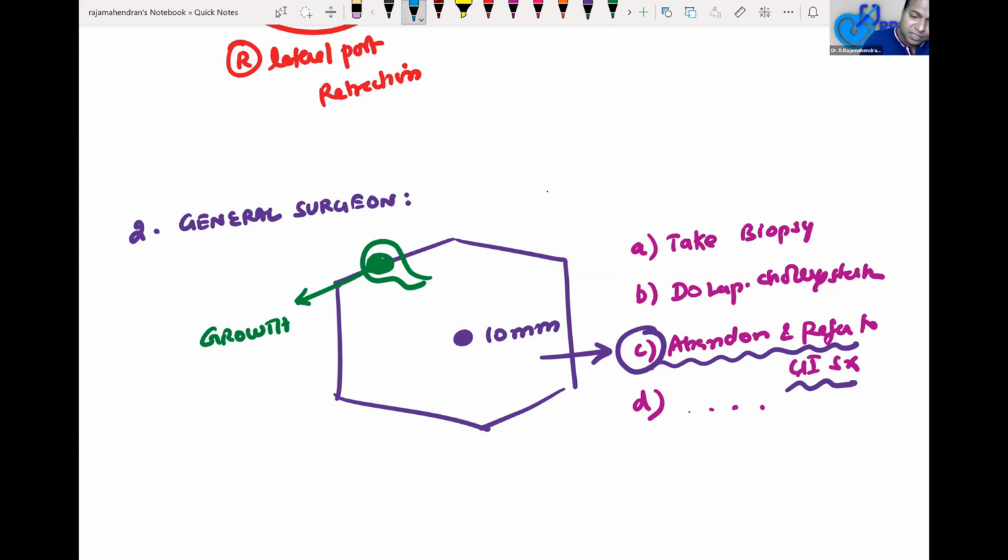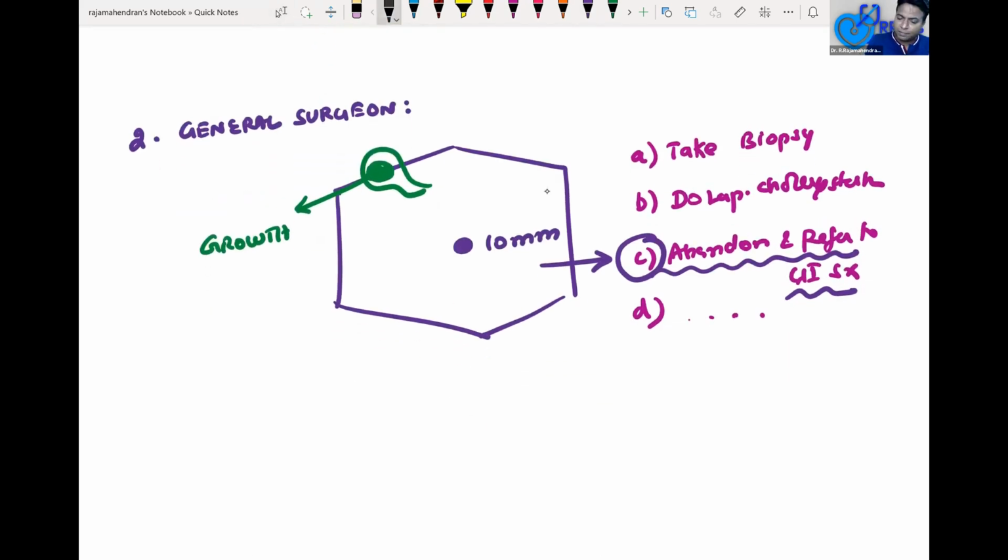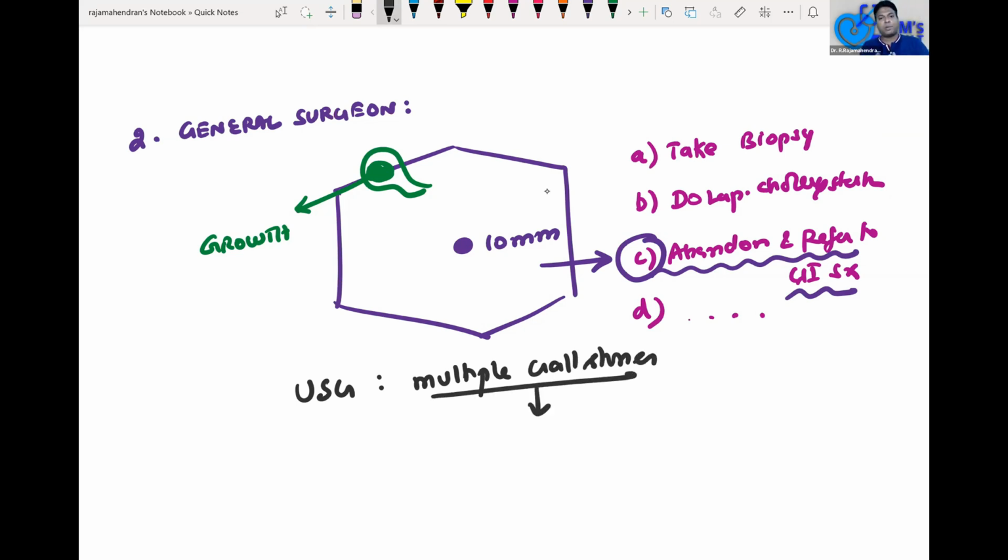Many times this problem happens because we have some local scan center nearby. There will be some new radiologists. The ultrasound report may show multiple gallstones. So you think, multiple gallstones, nothing much to worry about, and therefore you go for a laparoscopic cholecystectomy. And as you put the port, only then do you see there is a cancer which the radiologist would have missed. This commonly happens.